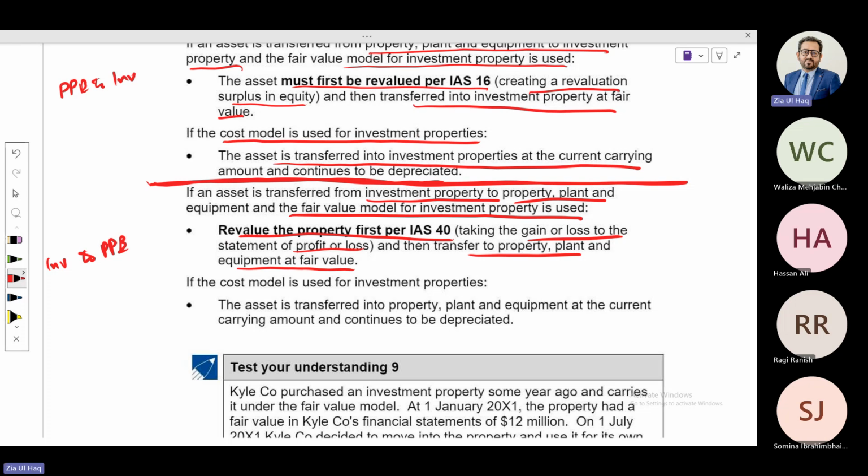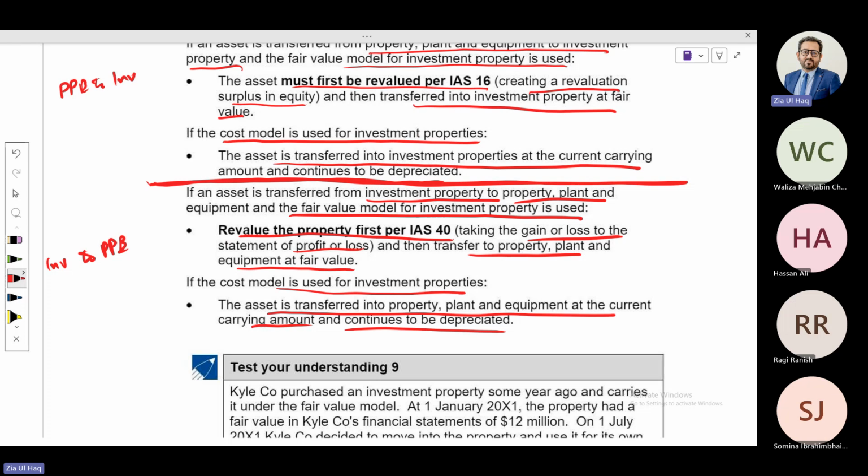But if we are going to transfer to property, plant and equipment, then it will be depreciated like normal property, plant and equipment. If the cost model is used for investment property, the asset is transferred to property, plant and equipment at the current carrying amount and continues to be depreciated. So can you understand this?